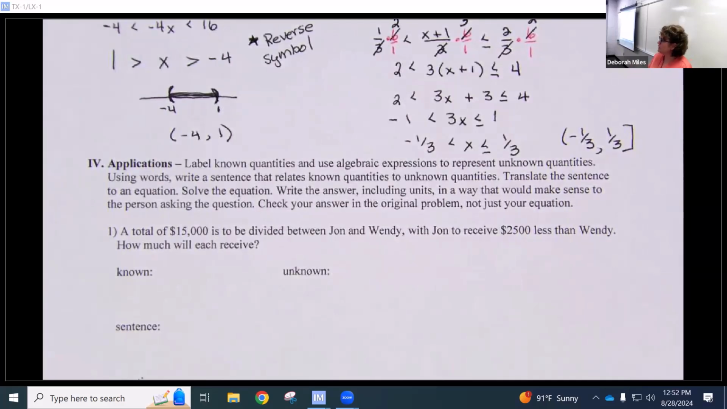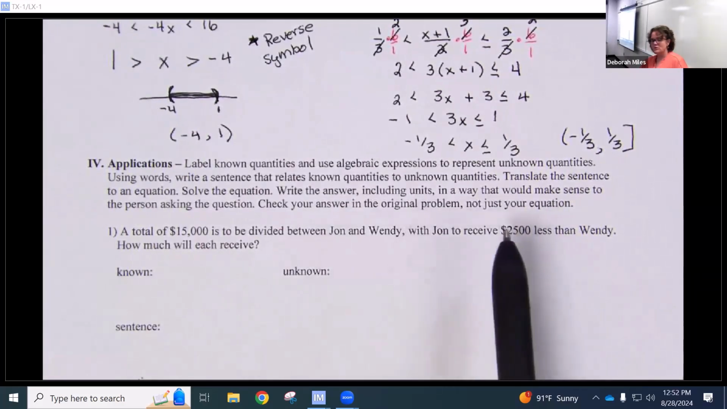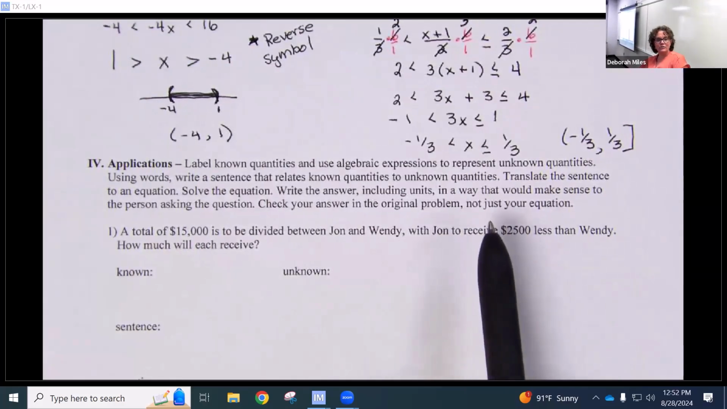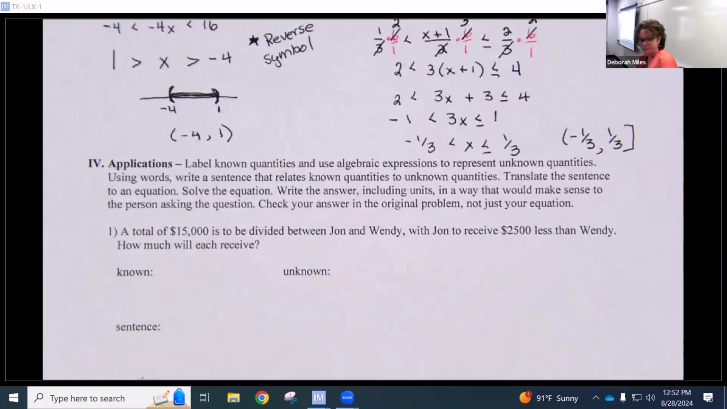So answer your question in a way that it would make sense to the person asking the question, and then check your answer in the original problem, not just your equation. Because if you've set up your equation wrong, you may have an answer that is a solution to your equation, but it's not the answer to the original problem.